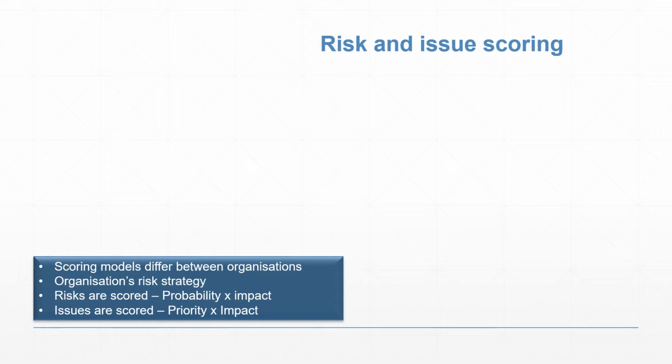Now, when you are scoring risks, you are thinking about what's the probability of this risk, and you're multiplying it by the impact should that risk actually occur. And when you're thinking about scoring issues, you are looking at the priority of that issue. Okay, so is it happening right now? What kind of impact is it having? And do we need to give it attention right now, is what I mean.